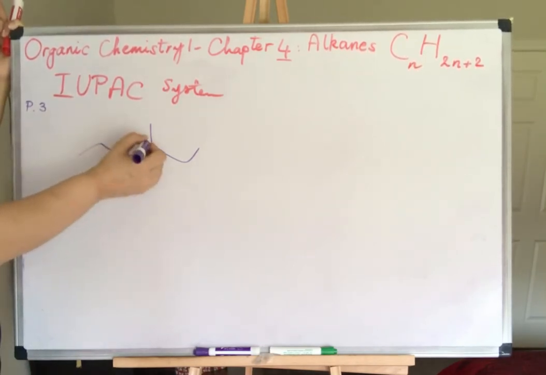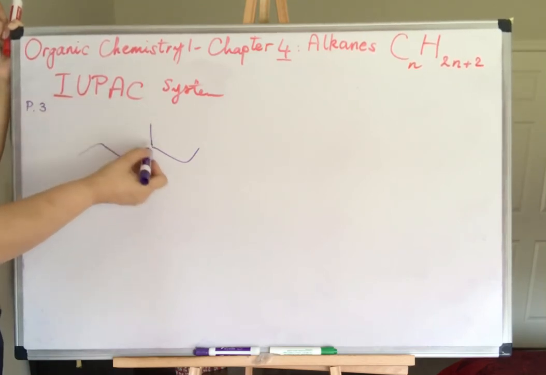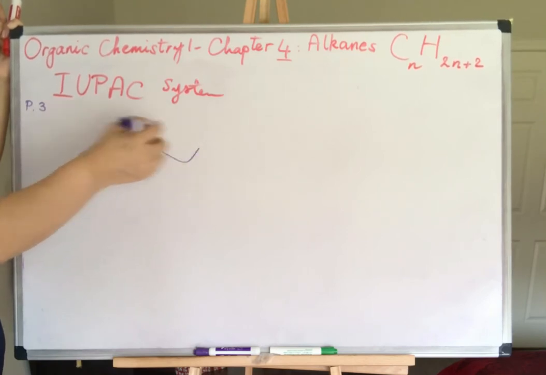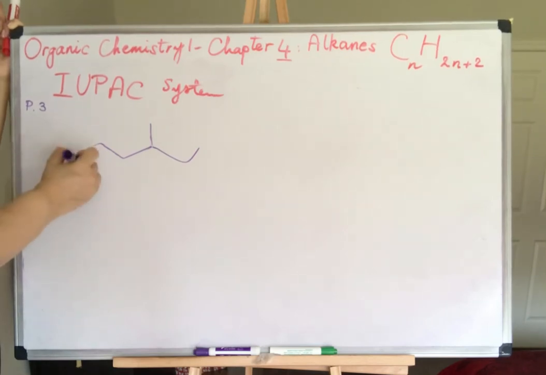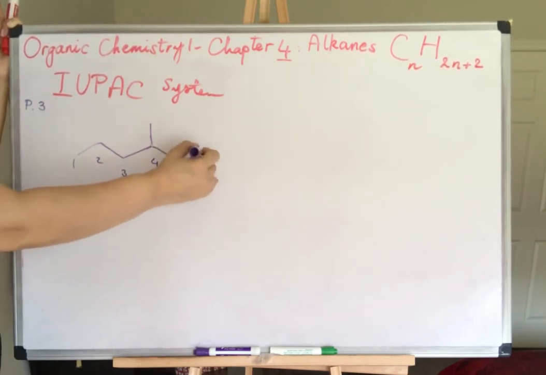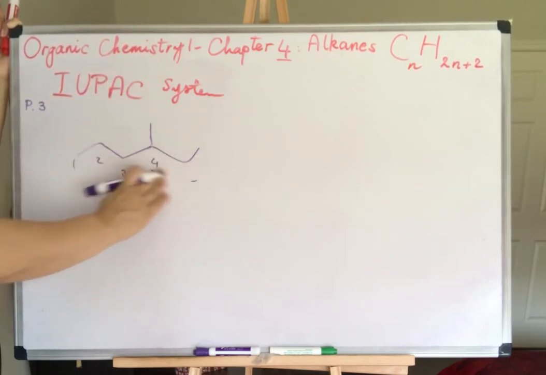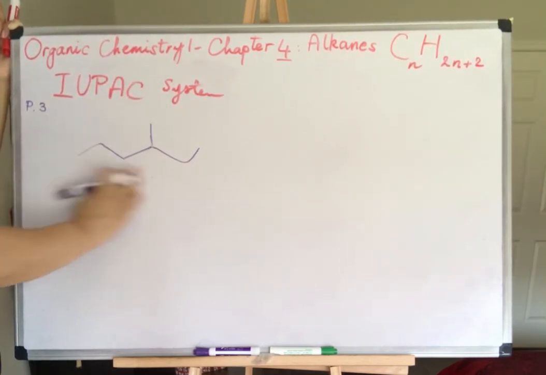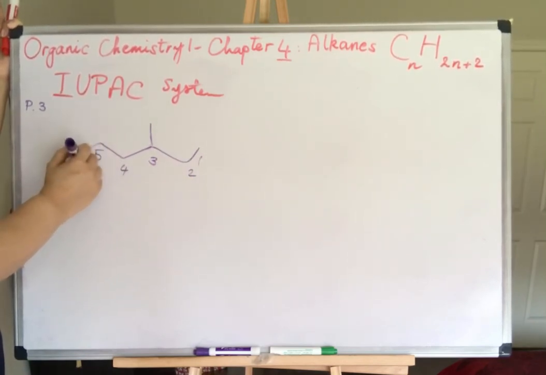But if you have a branch, how do we determine which number gets the branch? We need to start from the end that gets to the branch faster. So if you number from left to right, 1, 2, 3, 4. And if you number from right to left, you have 1, 2, 3. So you need to start from the right side to reach the branch faster. 1, 2, 3, 4, 5, 6. You only have 1 branch.